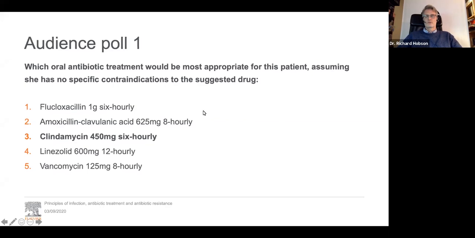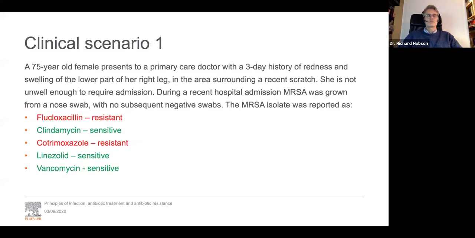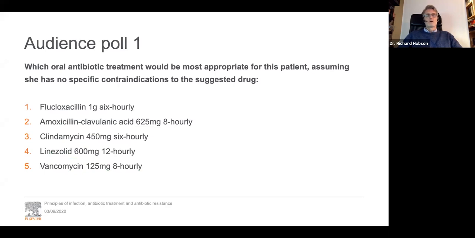Flucloxacillin would be inappropriate because, as we knew from the previous slide, the organism was resistant to flucloxacillin. Amoxicillin clavulanic acid, sometimes known as Augmentin, is a beta-lactam antibiotic, and virtually all strains of MRSA are resistant to all the beta-lactams, except some very recent cephalosporins. So if she has cellulitis caused by the MRSA that was isolated from her nose, it would be resistant to amoxicillin clavulanic acid.